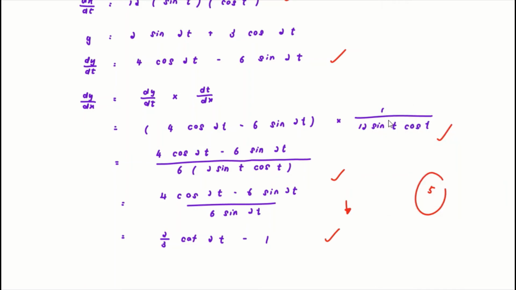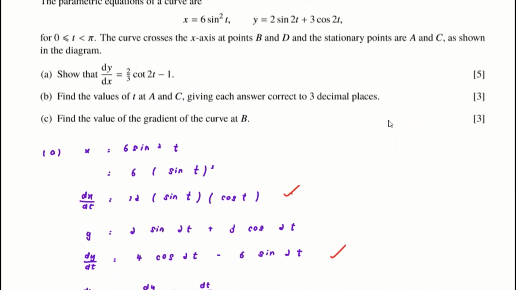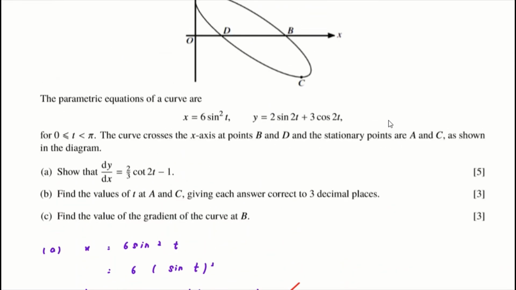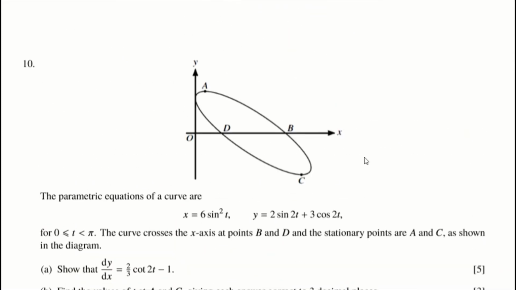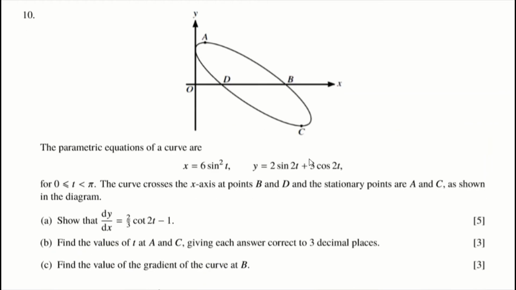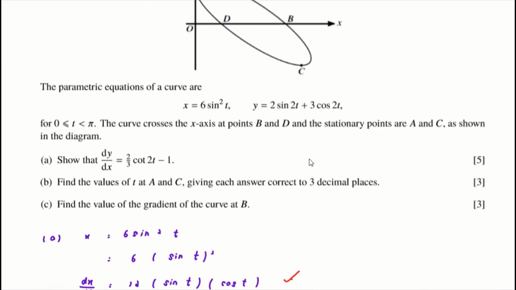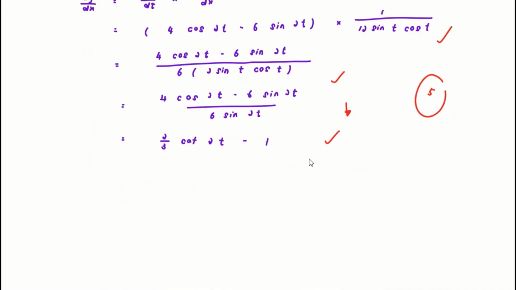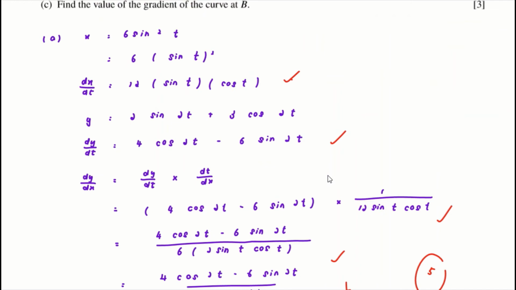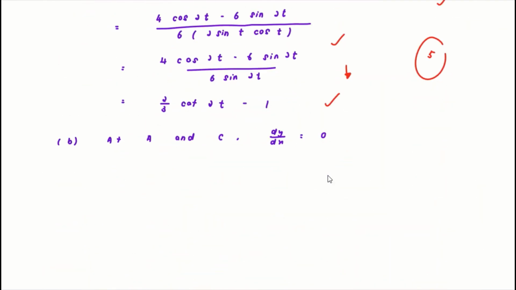Now we move on to the next part. Find the values of t at A and C, giving each answer correct to 3 decimal places. In this case, A and C are given as stationary points. We know that for a stationary point, dy/dx equals 0. So at A and C, dy/dx is 0. Right, that's A and C. Okay, that's correct.